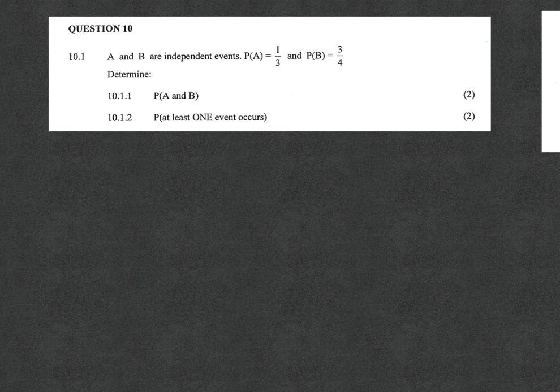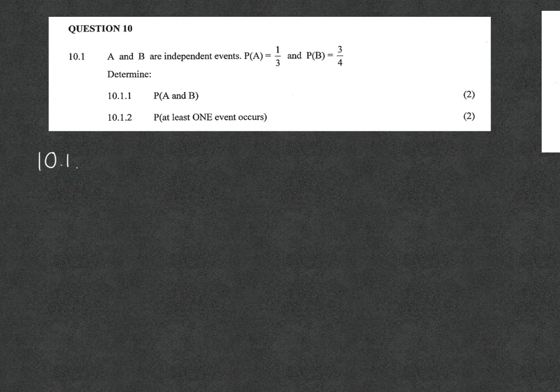Okay, question 10, probability. What do we got here? 10.1, A and B are independent events. Probability of A is equal to a third. Probability of B is equal to 3/4. Determine the probability of A and B.